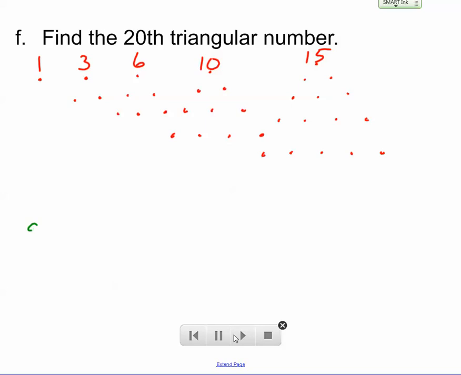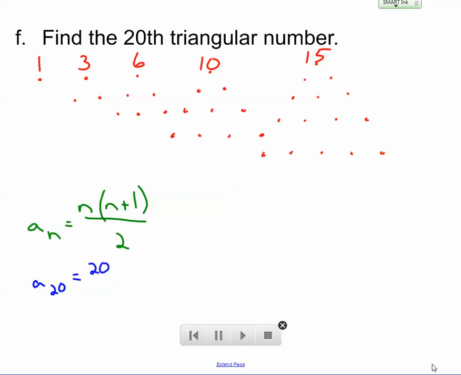So we want to find the 20th one. Probably the easiest thing to do would be to make a formula. I'm not going to make you make it. I'll just give it to you. There's the formula for the triangular numbers. Write that down. Maybe make a note too. This is the formula for the triangular numbers. You take the number of the term, multiply it by the number of the term plus 1, and then divide by 2.